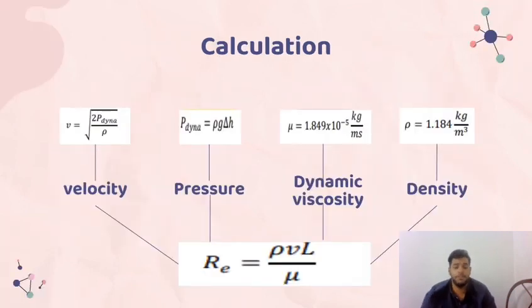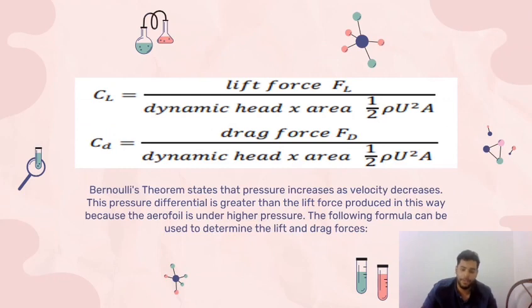Okay, moving on to calculation. To calculate the Reynolds number, this is the equation. To get everything in the formula, as you can see, there is velocity, pressure, dynamic viscosity, and finally density. These are all the equations or formula that we needed in this experiment, I mean, to get the Reynolds number.